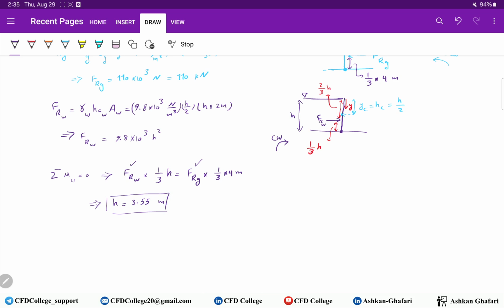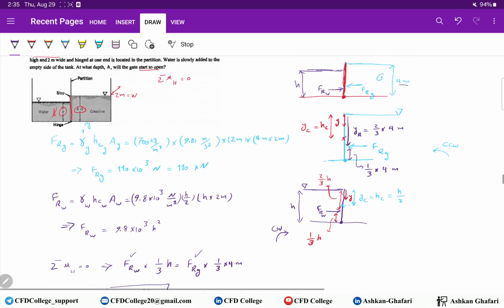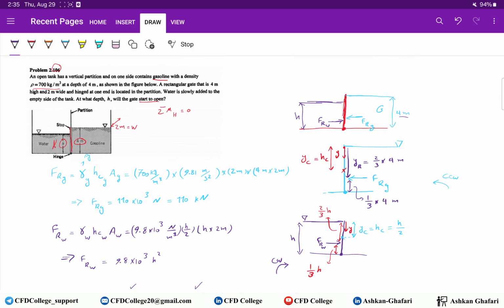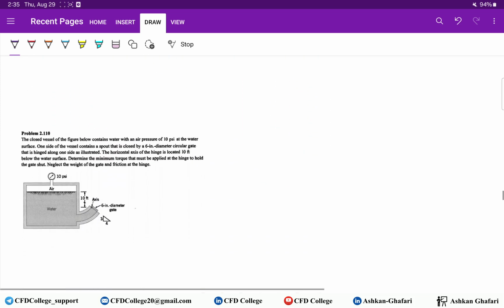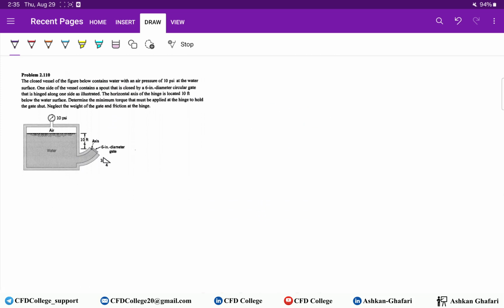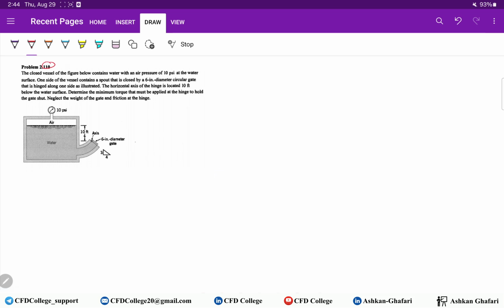Now, see, if you follow the steps, you can easily solve questions and problems. Next problem, which is a bit challenging. Problem number 110, chapter 2. Here we have a closed vessel of the figure below.